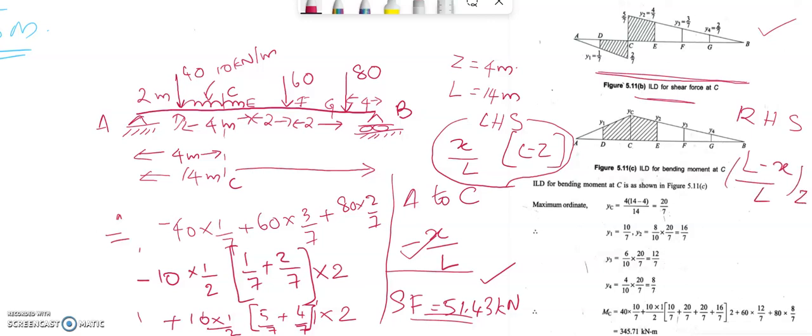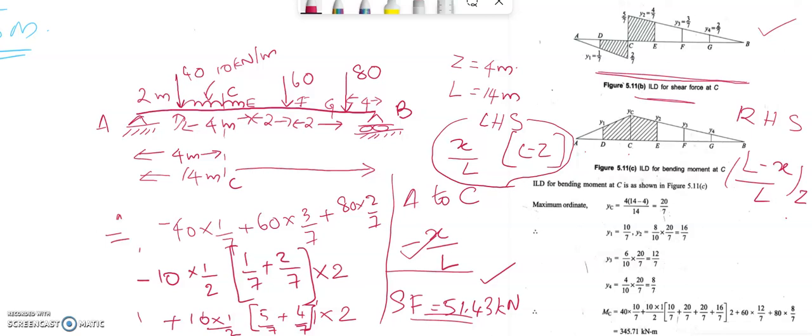Okay. Now x is what? That varying value. And what is Z? The fixed value, 4 always. Right. So for the bending moment in this region, you write the function x by L into L minus Z, and for this region it is L minus x by L into Z. Right hand side of the section and left hand side of the section.